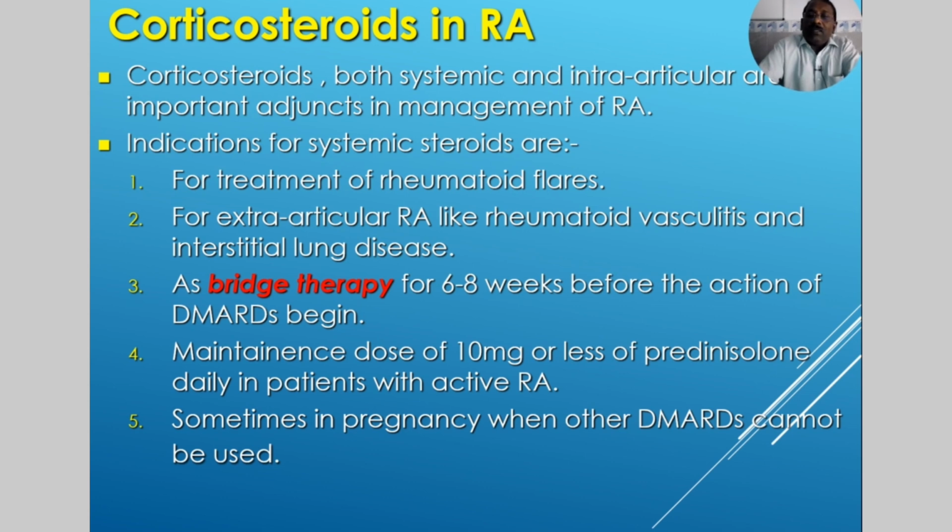Sometimes in pregnancy, other DMARDs cannot be used. Obviously, in pregnancy we don't use methotrexate. It is very much contraindicated. You can use hydroxychloroquine in pregnancy. You can use sulfasalazine in pregnancy, and definitely take the help of steroids in pregnancy. That's how you have to treat rheumatoid arthritis in pregnancy. Leflunomide is contraindicated. Methotrexate is contraindicated. All the biologicals also we don't use in pregnancy. We use just steroids, and if needed, hydroxychloroquine and sulfasalazine.